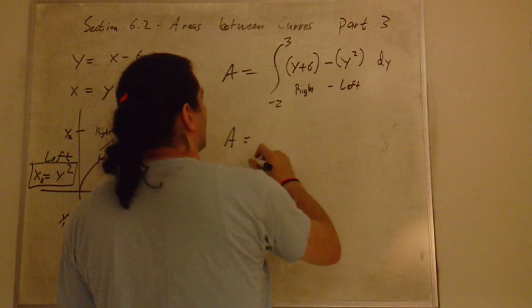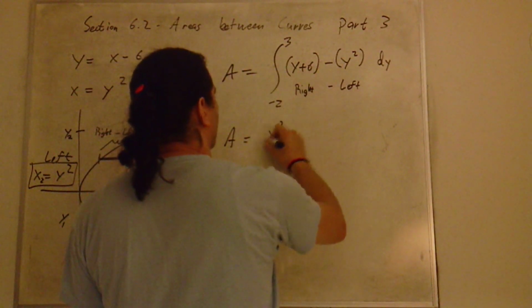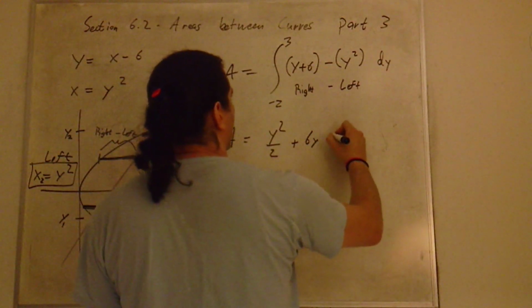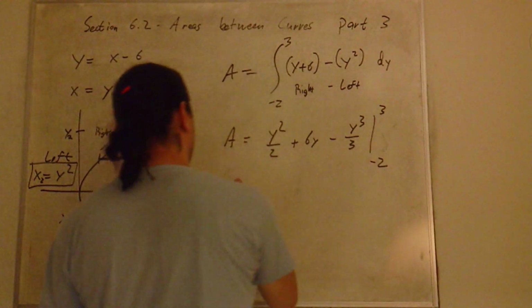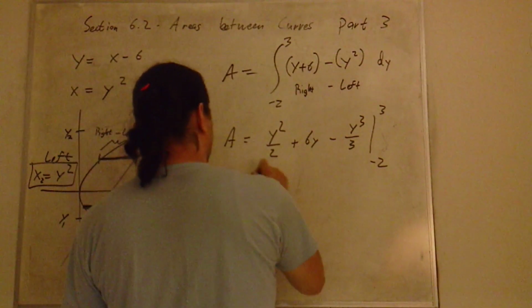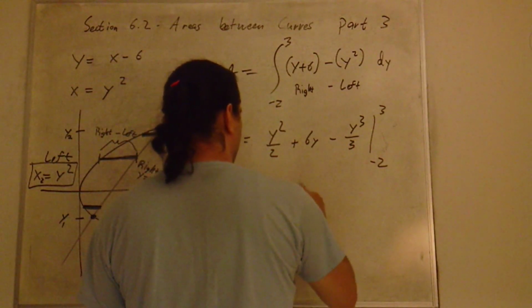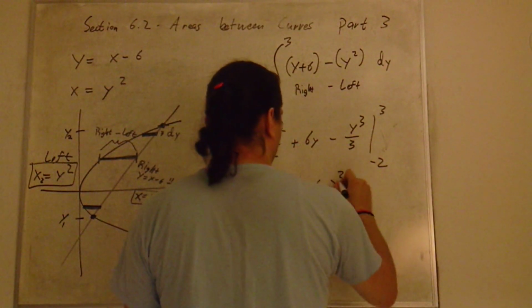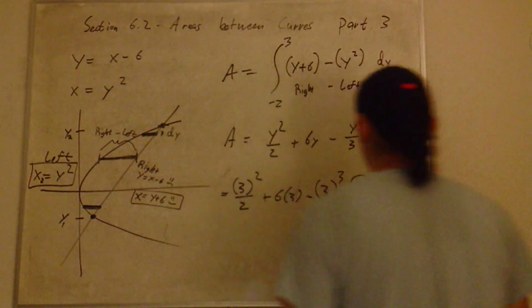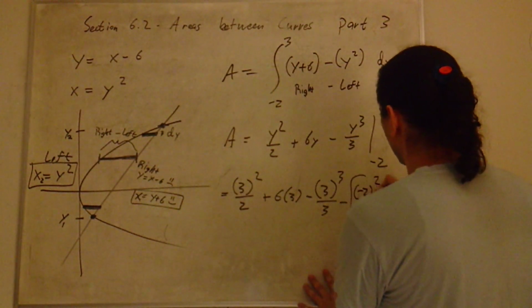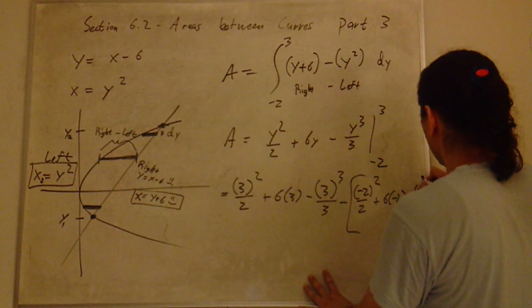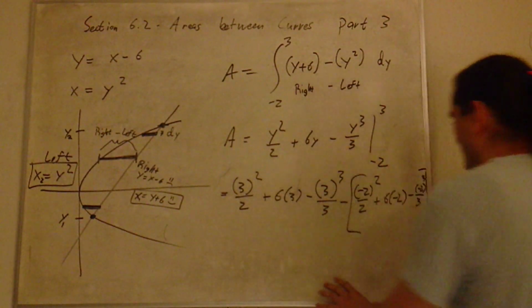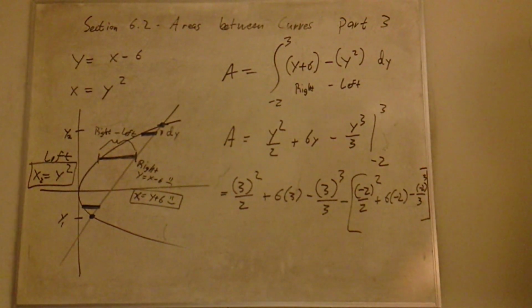Okay, so A is going to equal y squared over 2 plus 6y minus y cubed over 3 from negative 2 to 3, which is 3 squared over 2 plus 6 times 3 minus 3 cubed over 3 minus, big brackets, negative 2 squared over 2 plus 6 times negative 2 minus negative 2 cubed over 3. That's our area.